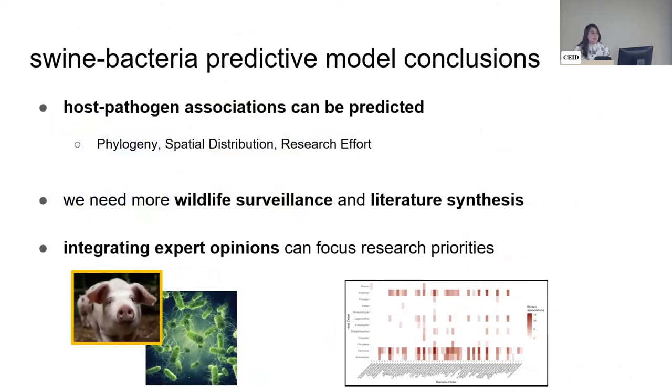So some conclusions from this. One is we can really predict host pathogen relationships, largely using information about phylogeny, so the relatedness of the different hosts, the spatial distribution of those hosts, and the research effort of bacteria and hosts. There still are many gaps in wildlife surveillance, and greater literature synthesis is needed to better build these host pathogen databases. And then by integrating expert opinions, we can start to really hone in on some research priorities.